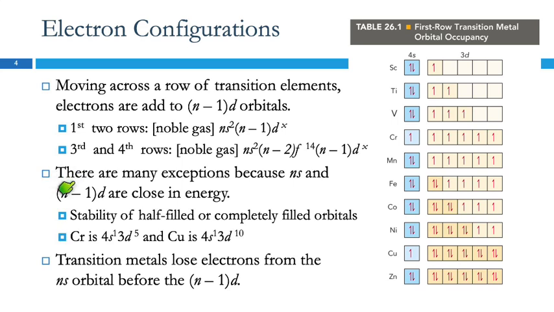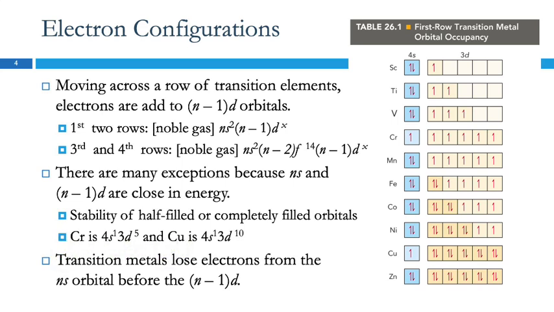So, exceptions. There are a lot of exceptions in the transition metals, and this is because the s and d orbitals here are very close in energy, so it's easier to get exceptions. We've got extra stability of half-filled or completely filled orbitals, and these are the 2 exceptions that I mentioned.